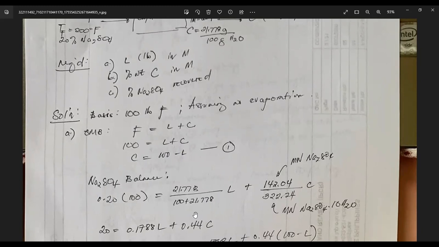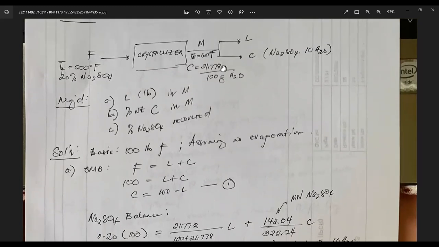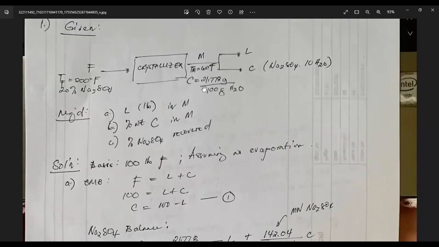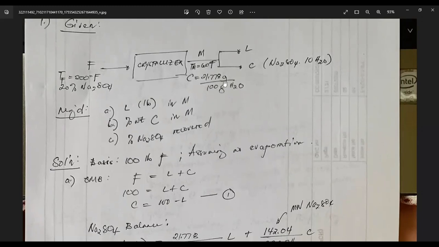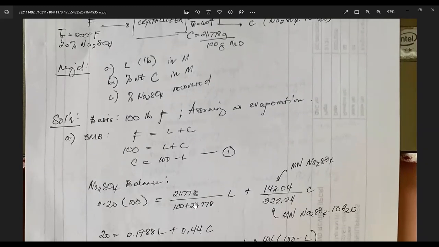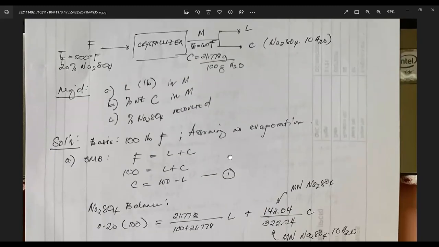Okay, you have, in this case, the 21.778 grams here, which was used based on the solubility that is given in the problem. So the solubility of your crystal is 21.778 grams per 100 grams water. Solubility is otherwise in terms of concentration. So in some problems, when you speak of solubility, it's also referring to concentration. So in this case, since you're given 21.778 grams per 100 grams water, you can get here the percentage by weight of your sodium sulfate in the magma.